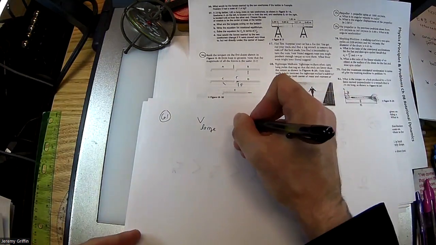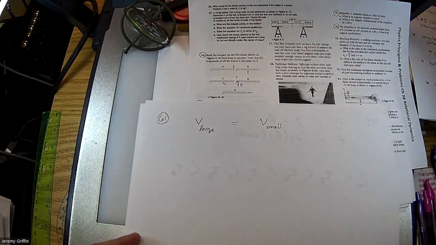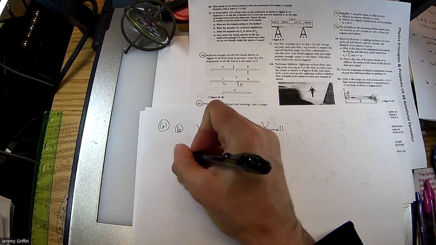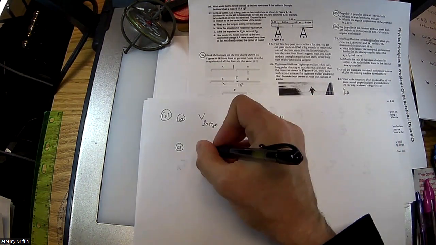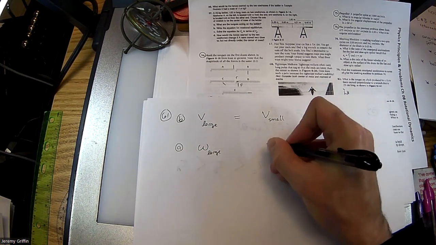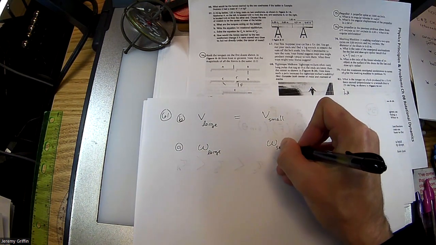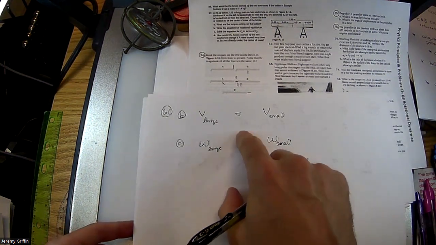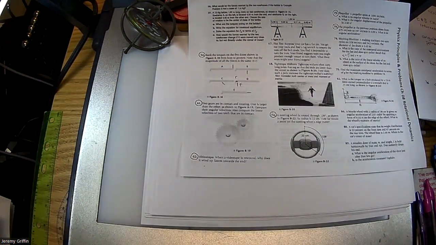So can I say equals? Because that was question B. Let's go answer question A, which is the angular speed. So the angular speed of the large gear compared to the angular speed of the small gear. Now, if you could see this in motion, I'm going to put some inequality here. These will not be equal.